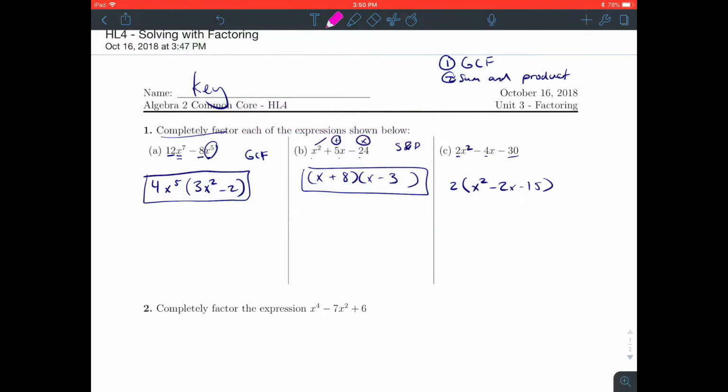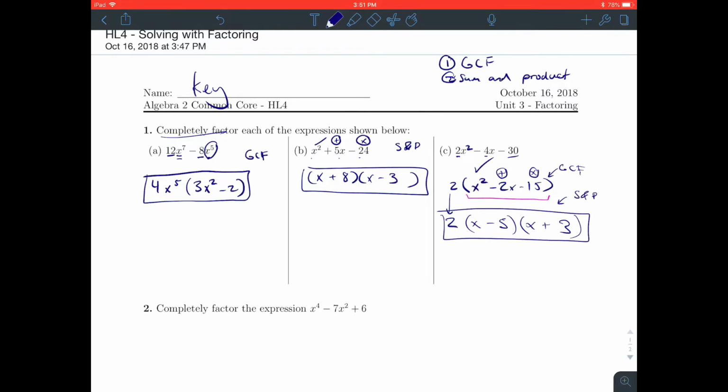Now, you might think you're done with this problem, but if you look inside parentheses, this group right here looks a lot like a sum and product problem. So we'll keep the 2 from our GCF, and let's factor that pink part into a sum and product. So the first step was GCF, and now we're using sum and product for this step. So the 2 is this 2. X times x is x squared. 2 numbers that multiply to negative 15 are negative 5 and positive 3. Those also add to negative 2, as well as multiply to negative 15.